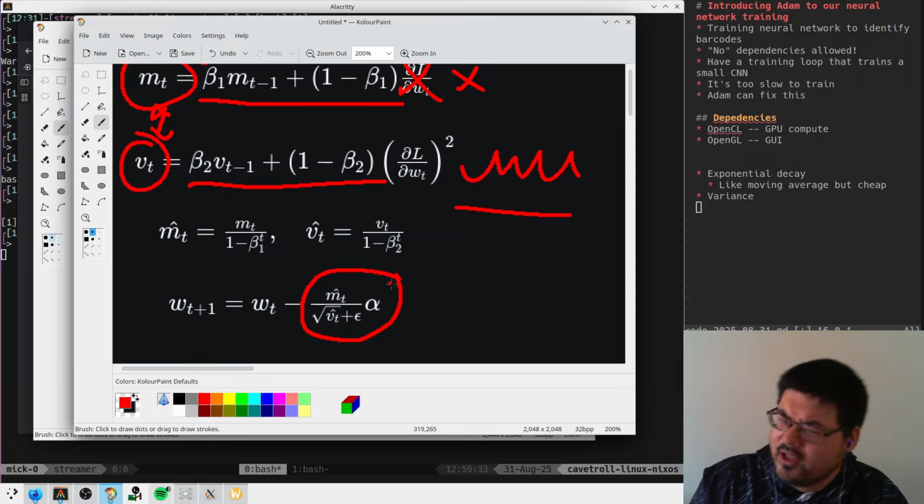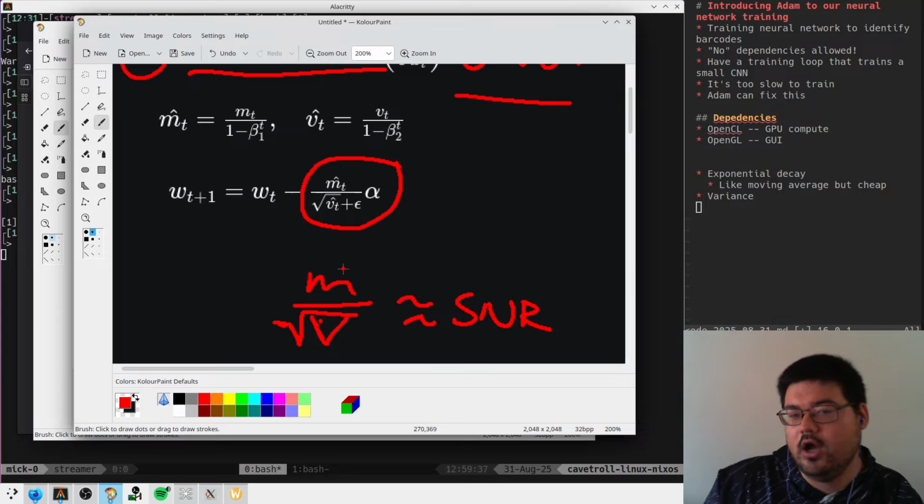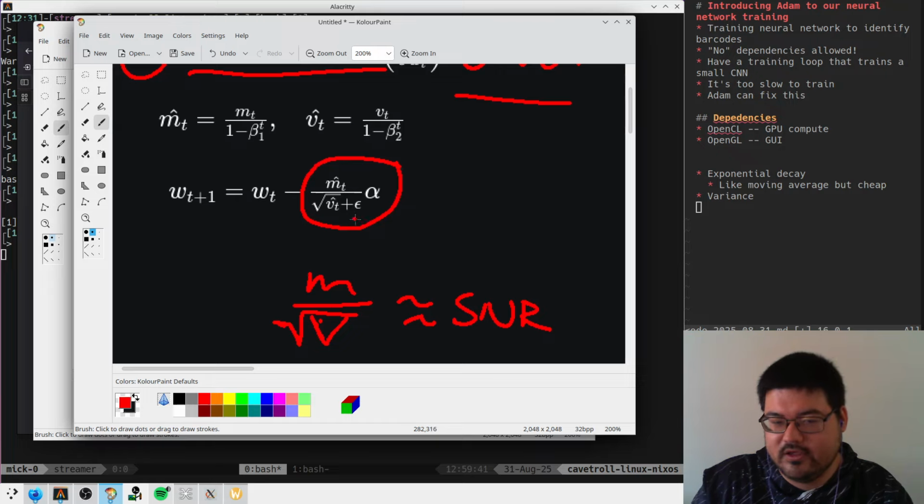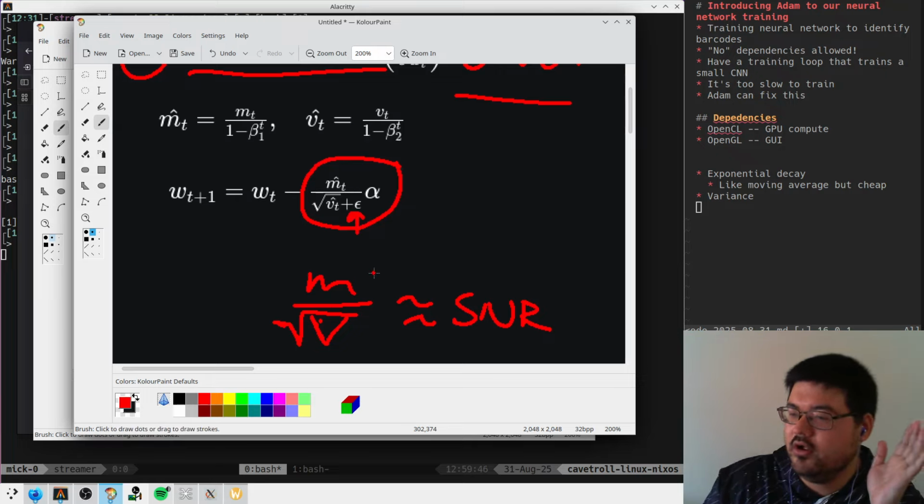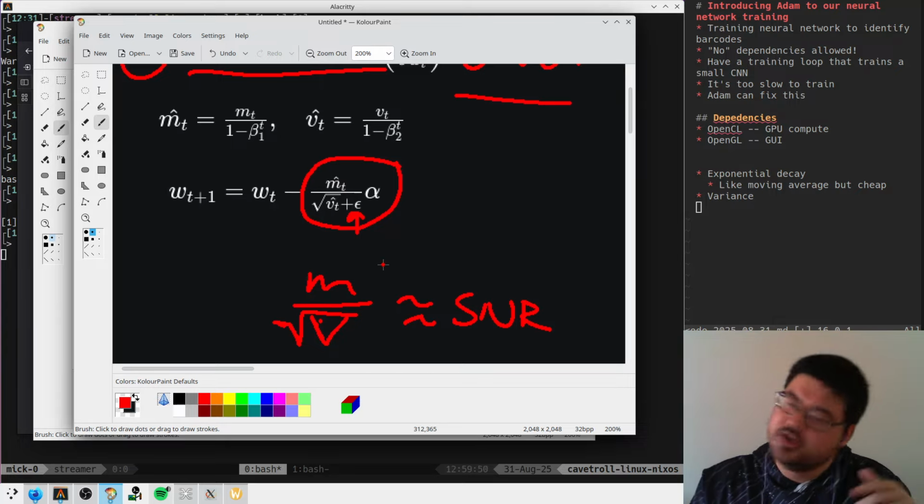Now, there's a couple extra things in here, right? So what about this little epsilon term in here? This is just because, what if the square root of V is 0? You'd be dividing by 0. This is invalid, so you just throw a small number on there to fix that problem.